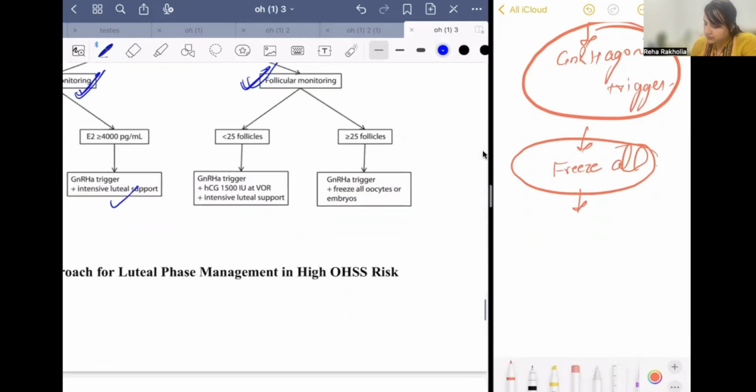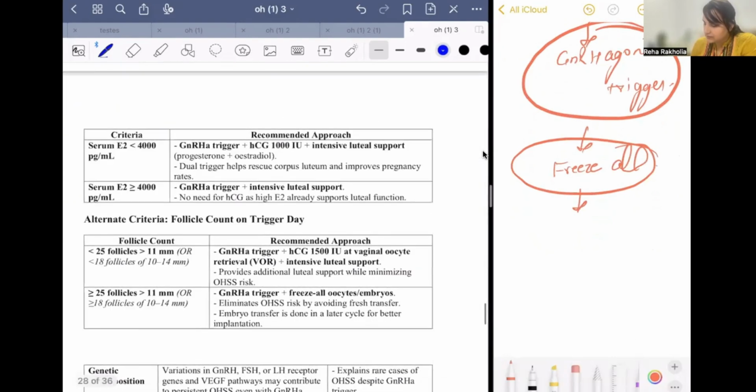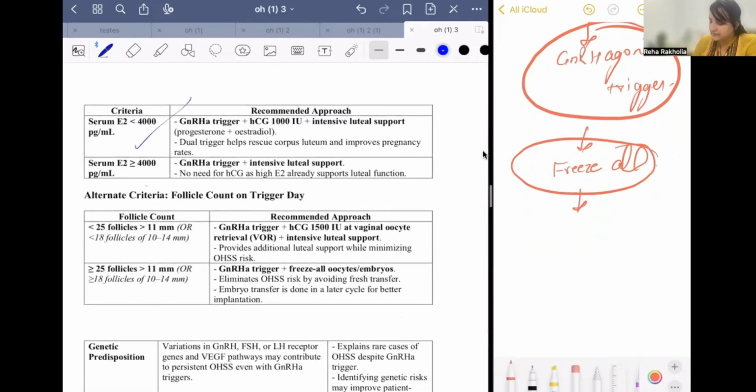Now we'll talk about the, okay, these I have already explained.